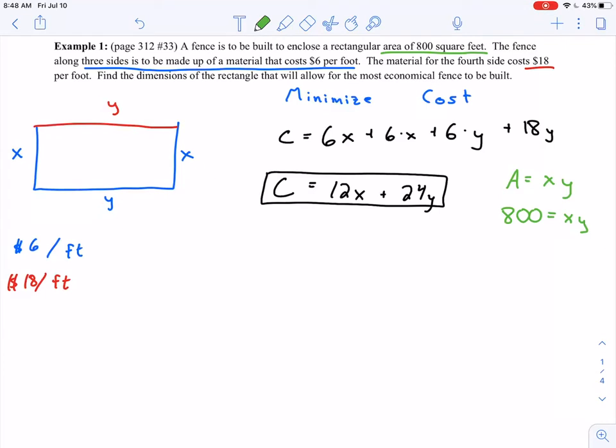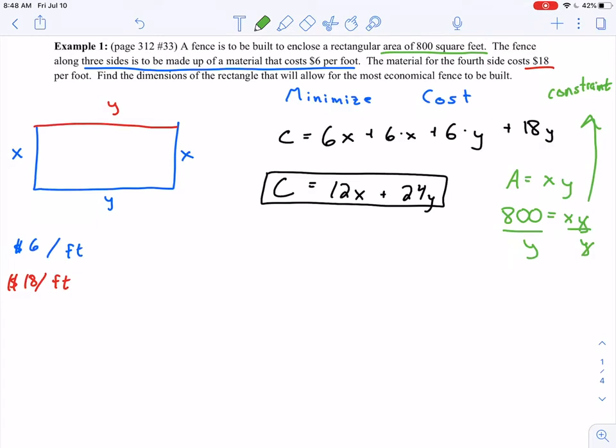This has a fancy name if you want to, again, impress your friends. This is called a constraint because we are constrained by the area of the fence. And what I'm going to do with this constraint equation is solve it either for x or for y. It doesn't matter which one. You can pick whichever one you think is going to be easier. I think I will solve for x here just because. So I'm going to solve this equation for x, which means I need to divide both sides by y.